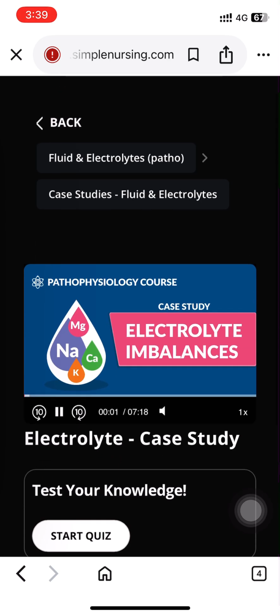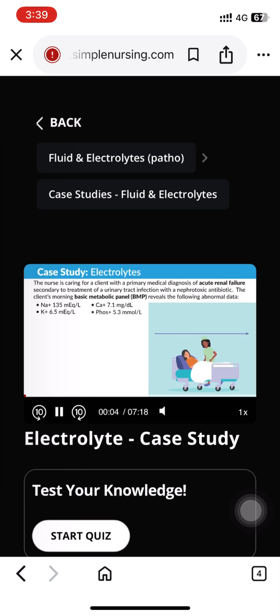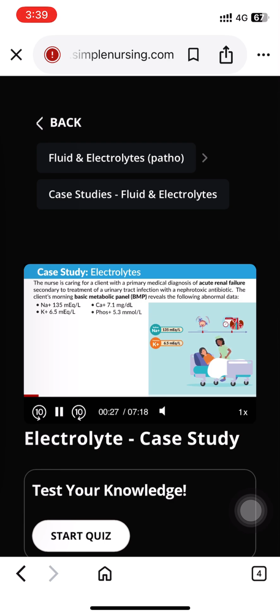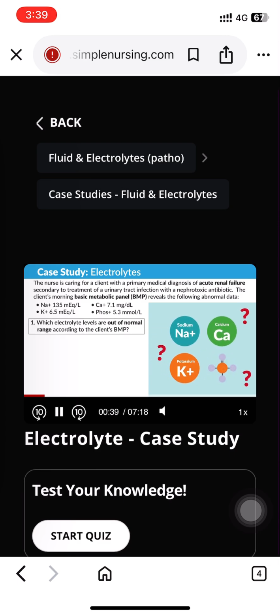Now moving on to the case study for electrolytes. So the nurse is caring for a client with the primary medical diagnosis of acute renal failure, secondary to treatment of a urinary tract infection with a nephrotoxic antibiotic. The client's morning basic metabolic panel, the BMP, reveals the following abnormal data. So sodium is 135, potassium 6.5, calcium 7.1, and phosphate 5.3. Wow, a lot of numbers there and a lot of keywords. So question 1, which electrolyte levels are out of normal range according to the client's BMP?